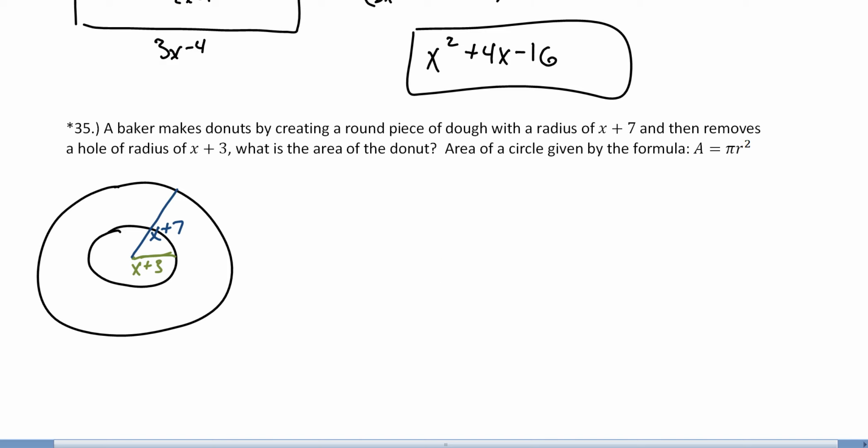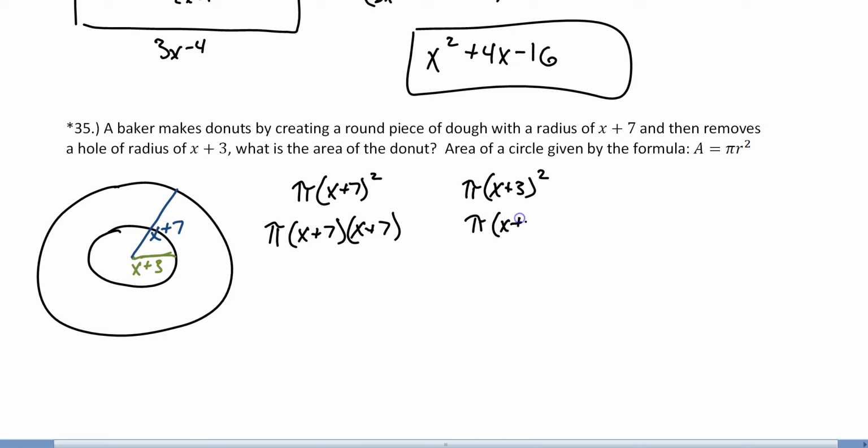The thing that's just a little bit trickier here is the equation that I'm dealing with. Okay, so the area of the whole thing would be pi r squared, where the radius is x plus 7 this time. The smaller thing that we're removing from the center would be pi r squared, where r is the x plus 3. And now it's just using my rules with multiplying binomials. x plus 7 squared is an x plus 7 times x plus 7. Over here, this guy is an x plus 3 times x plus 3.